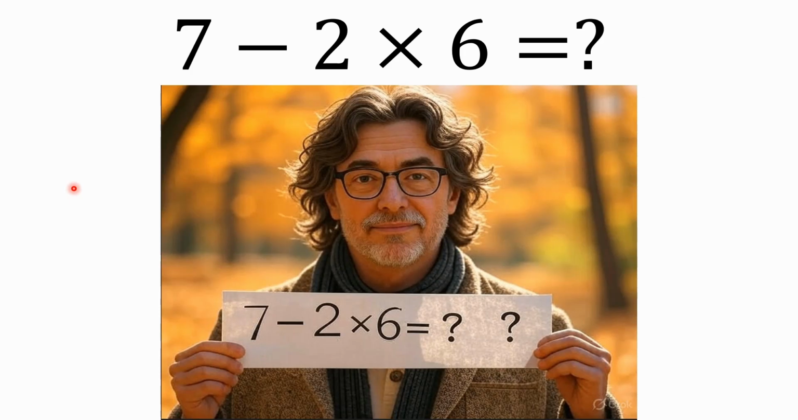Hello there. We have a mixed operations problem today. It features multiplication and subtraction. It's 7 minus 2 times 6, and we want to find out what that equals.